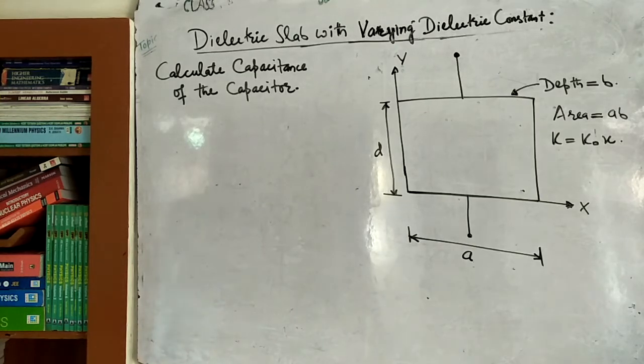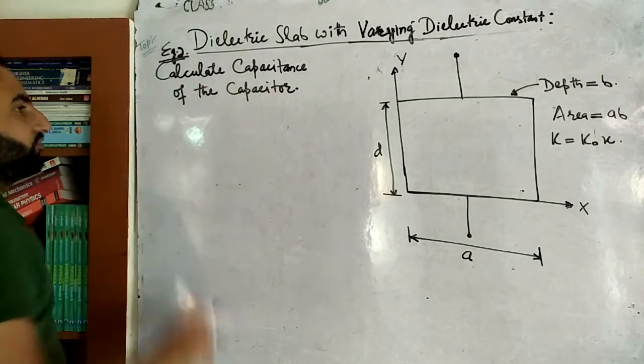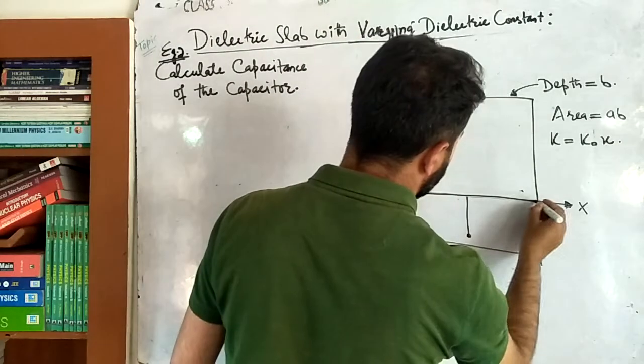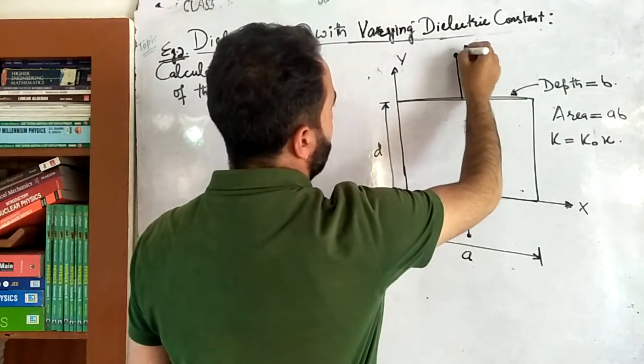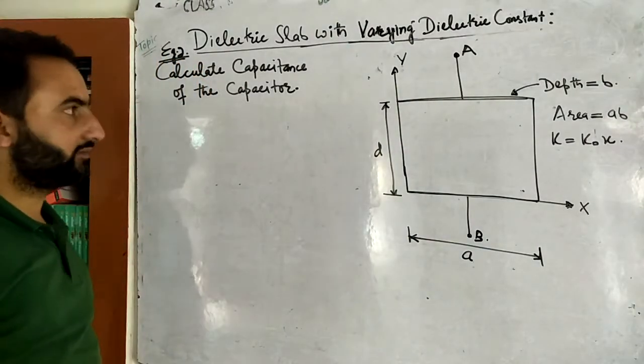Okay, example number 2 of a similar pattern, where there is a dielectric whose dielectric constant varies with x. But this time it is given that here is one plate and this is another plate, and these are two terminals, for example this terminal A and this terminal B, and we are supposed to calculate the equivalent capacitance between the terminals A and B.